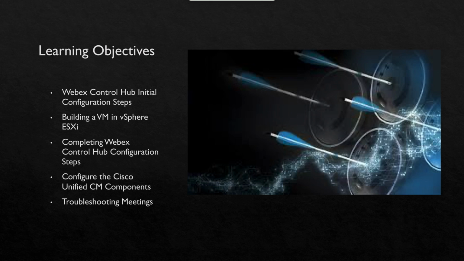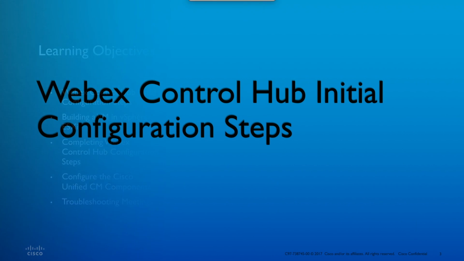Then you want to complete your Webex Control Hub configuration step. Once you've built that VM, you've got to register it to Webex Control Hub. Then if you want CUCM registered endpoints to be able to call into the Video Mesh node, you have to build that side of it too. So we'll talk about how to configure UCM components. And then I'm going to cover some troubleshooting. All right, so let's go ahead and dive into Video Mesh.